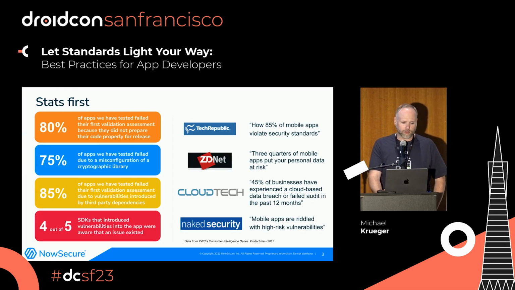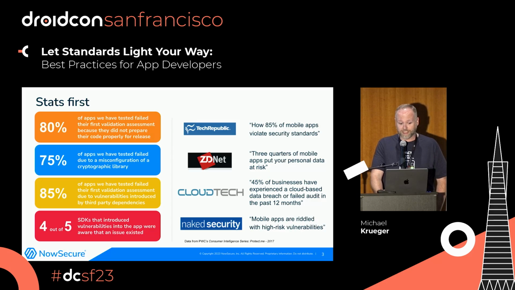But today, let's start with some statistics. I'll get the boring stuff out of the way first. 80% of apps that we have tested, and we test lots of mobile applications, my team alone tests hundreds and hundreds of mobile applications for healthcare, financial, US government, state, local, federal. We test a lot of apps. 80% of those failed their first assessment because they did not prepare their code properly for release. There were debugging issues, debug code, and debug symbols left in the application.